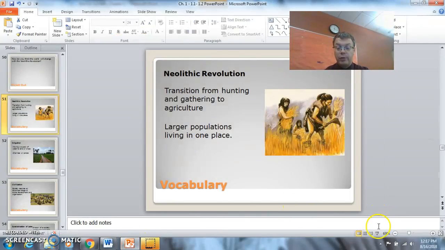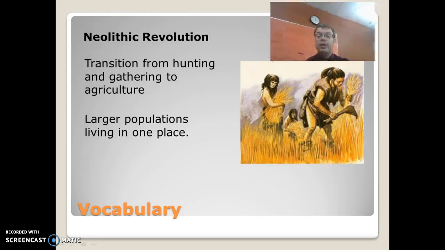You might know this one already. We've mentioned it a couple times. The Neolithic Revolution. The Neolithic Revolution is a transition from hunting and gathering to agriculture. So basically going from being nomadic people, hunting the animals, gathering some wild fruits and berries, to now you are planting seeds and living in one place.